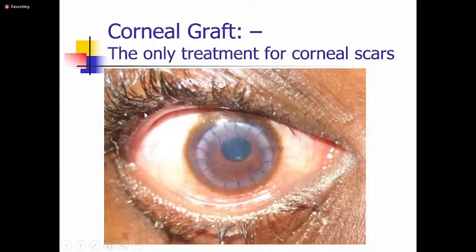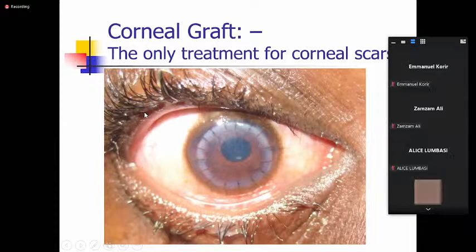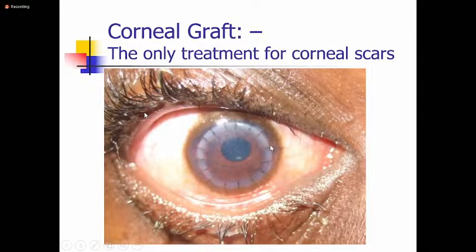The only treatment for corneal scars is to do a corneal graft. As surgery is done, the scarred part, the anterior part of the eye, the cornea, is excised. Then a graft is put in place and sutured. If you look here, you can see this circular part. That's the graft. Then there are 16 sutures on the cornea to keep it in place. This is the only treatment we have for corneal scars.